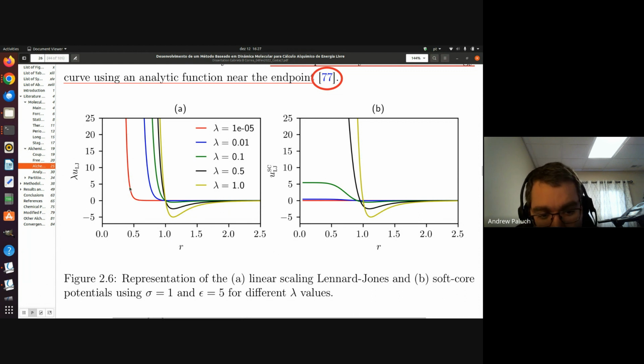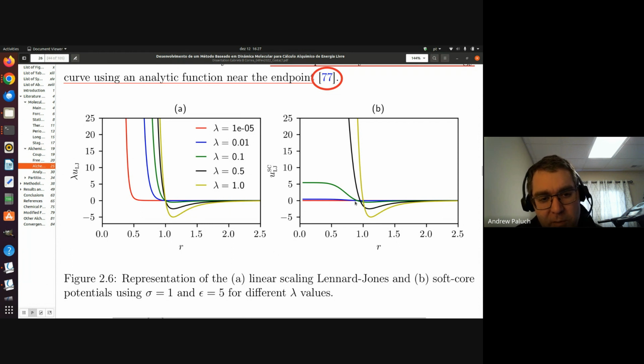On the right, if I look at your comment, they're looking at a soft core potential. What happens with the soft core potential, presumably using the same scale factors, is it softens the shoulder and then slowly builds up the shoulder as well.